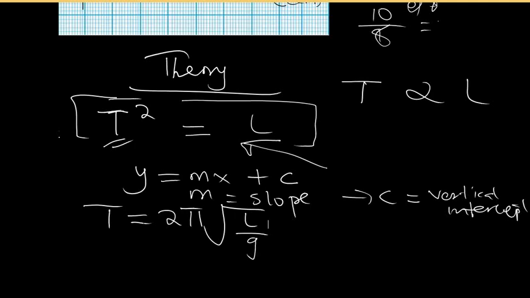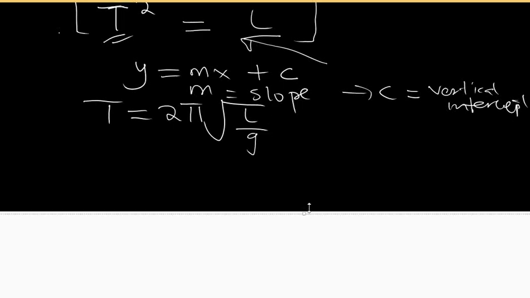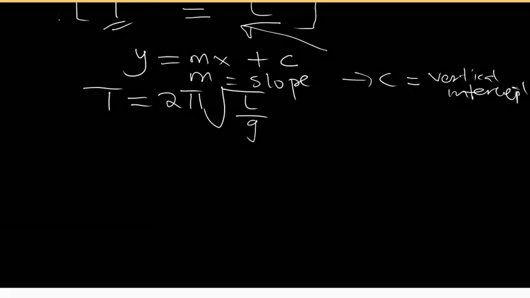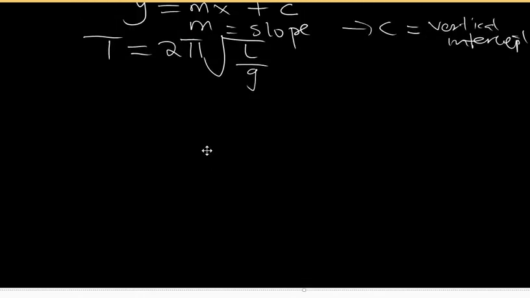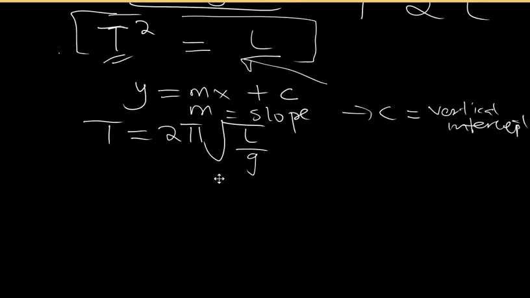It was converted, and I believe that one of the very first steps in physics practicals is that you should know how to convert an equation to the equation of a straight line. So I have to convert this now. For me to convert this to the equation of a straight line, all I need to do is square both sides.